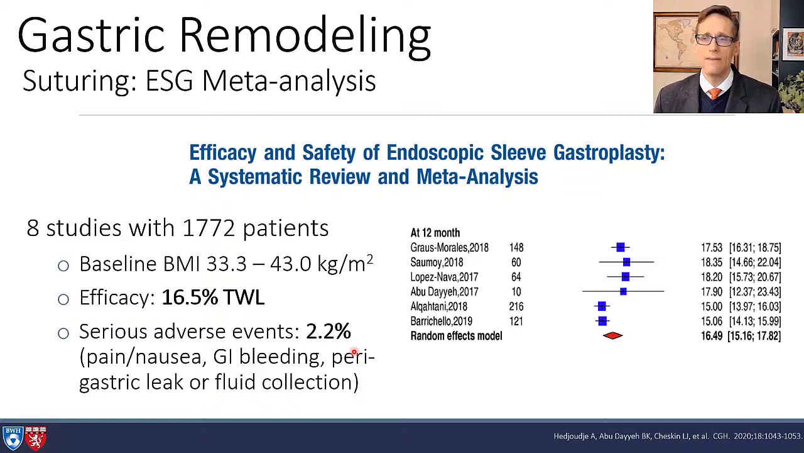And finally, we have a meta-analysis, 8 studies, over 1,700 patients. And you can see the efficacy here, 16.5% total weight loss at 1 year, and an adverse event rate of 2.2%.